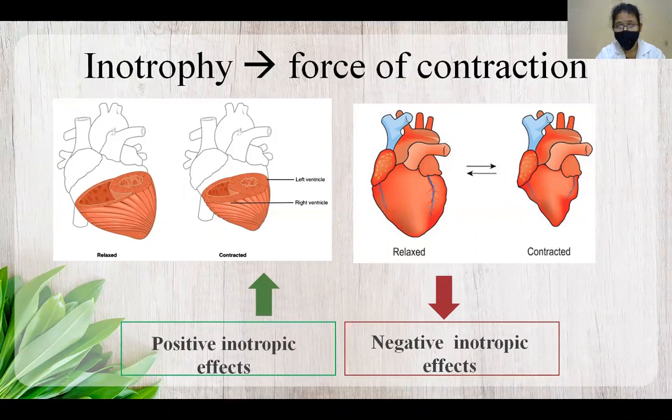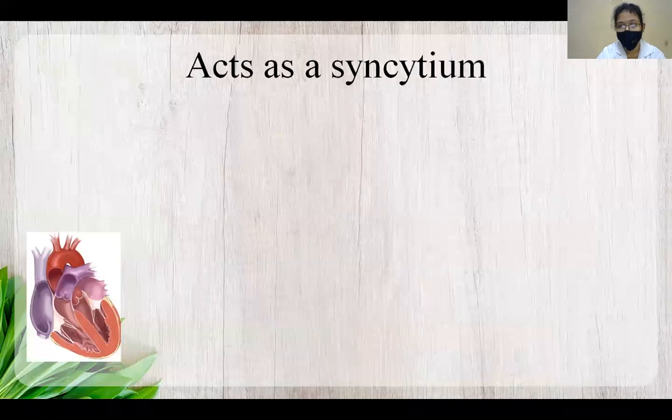So drugs which increase the force of contraction are known as positive inotropic drugs, and which decrease the force of contraction are known as negative inotropic drugs. Okay, for example, adrenaline. It increases the force of contraction, so it is known as positive inotropic effect. And if we take acetylcholine, it decreases the force of contraction, so it is known as negative inotropic effect. Okay. So remember this word, inotropic means force of contraction.